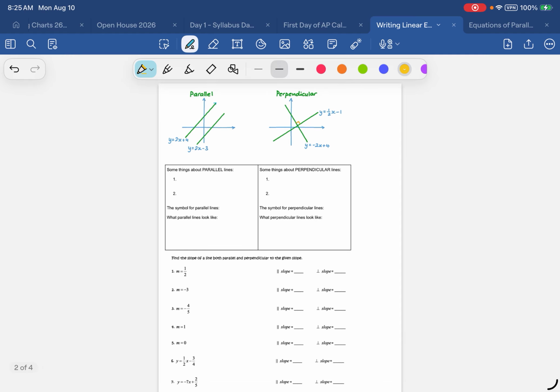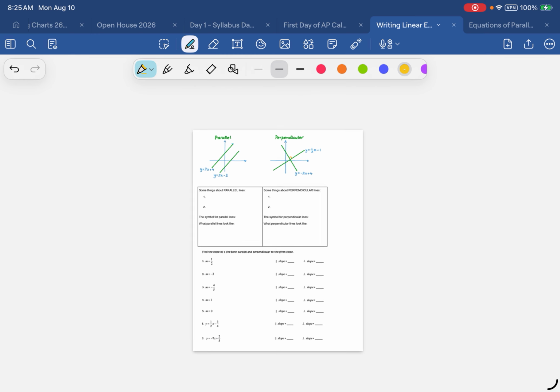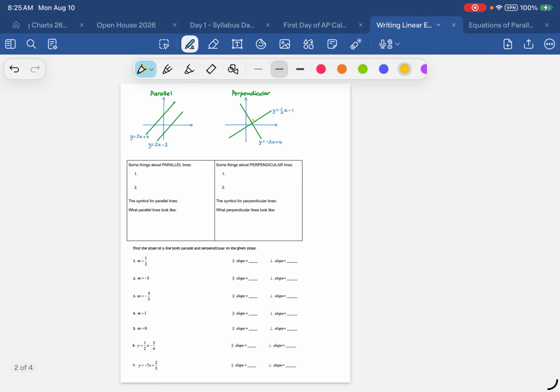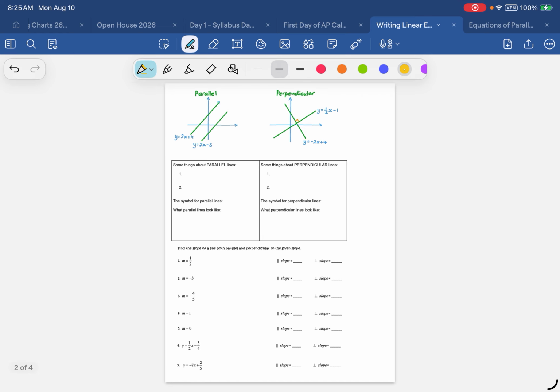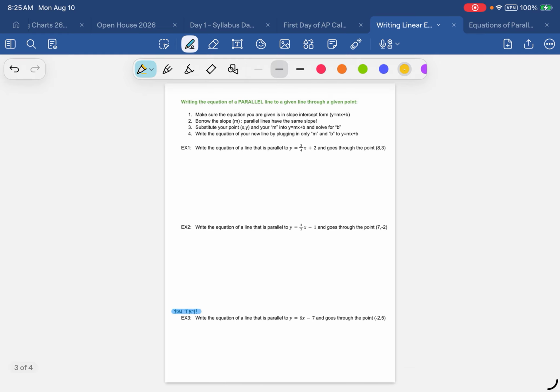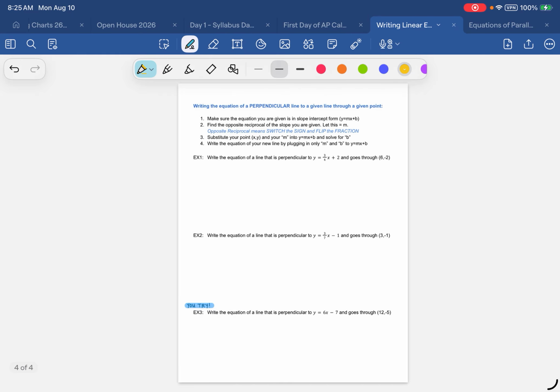In the second part of this lesson, we're still going to be writing equations of lines in slope-intercept form. It's just that rather than giving you a slope and an intercept, in these examples you're going to be given a parallel or perpendicular line to the one we're looking for, and also a point. So we're going to be writing the equation of a parallel line through a point or a perpendicular line through a point. That's the last page.